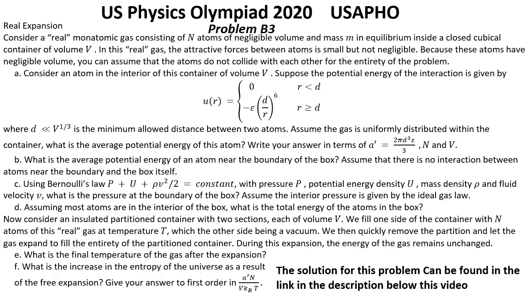During this expansion, the energy of the gas remains unchanged. Question E. What is the final temperature of the gas after the expansion? Question F. What is the increase in the entropy of the universe as a result of this free expansion? Give your answer to first order in A prime n over V k_B T.